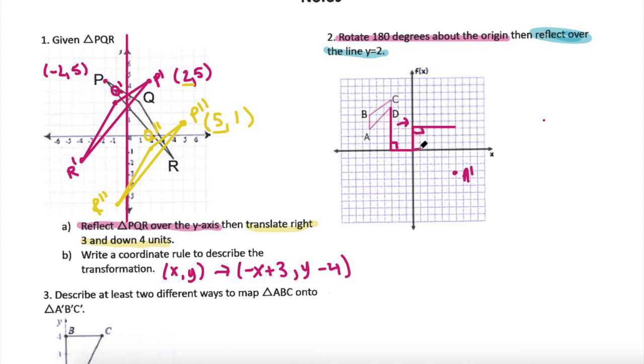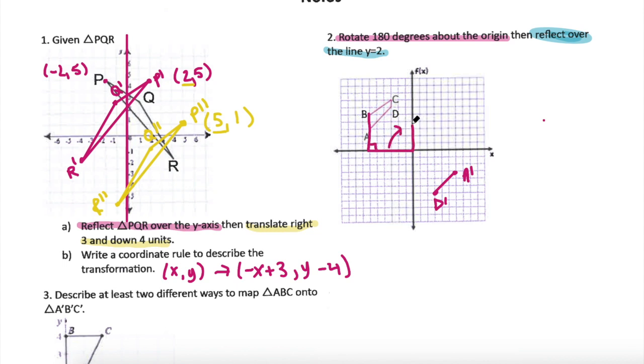And if it rotates one more time, it's going to go to the right 3 and down 6. And that will be our point D prime. Let's do point B. We're going to go to the left 6 units, and we're going to go up 5 units.